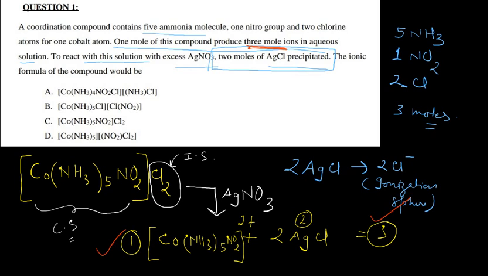So if you want to select, then option C is the correct answer. Option A does not have any chloride in the ionization sphere, right? And similarly option B also does not have any ionization sphere. You can see the square brackets are there, and only this example seems to be correct, which has 2 chlorines outside this sphere. So this is the correct answer. Now moving to the next problem.